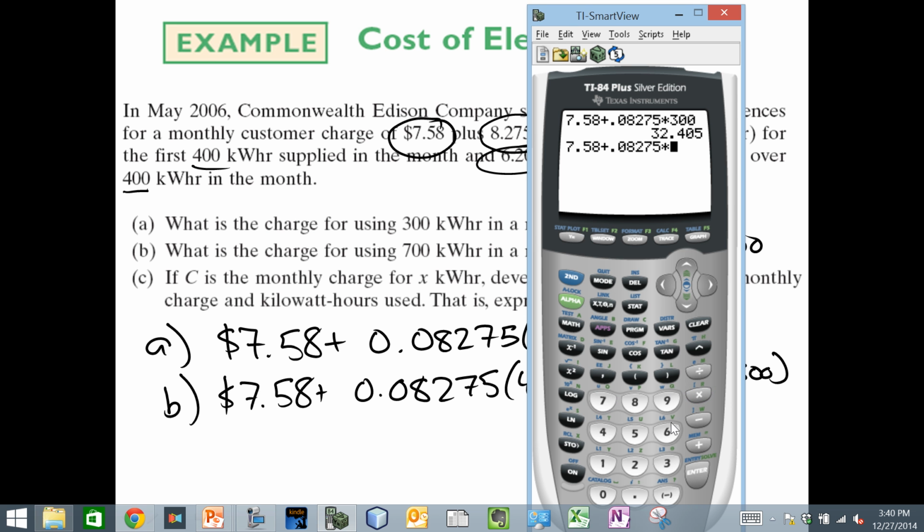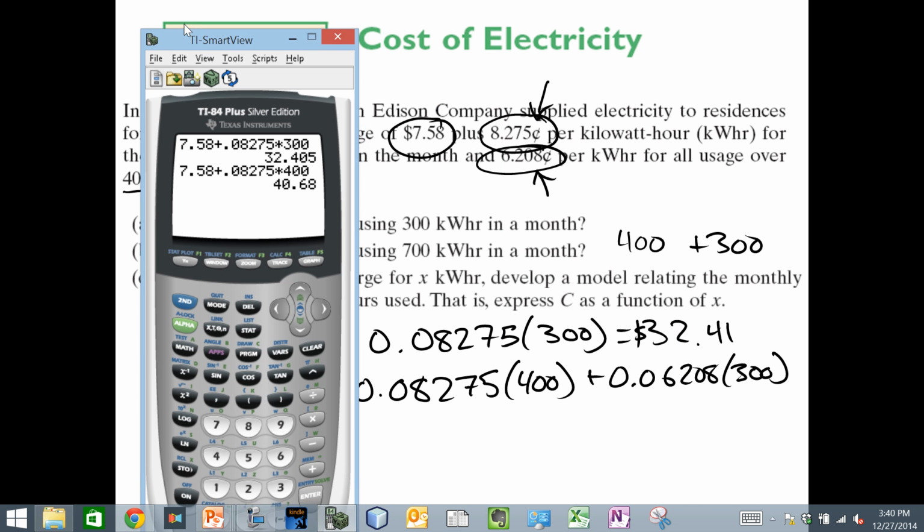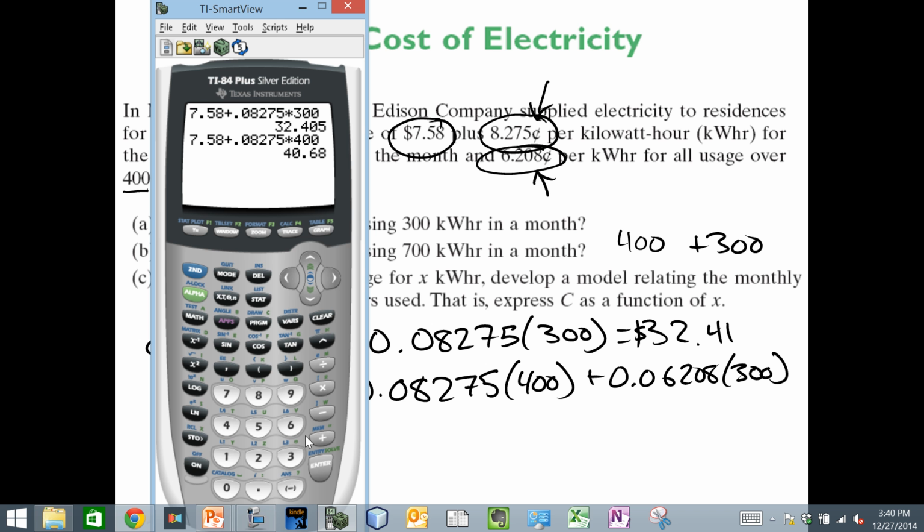So that's the first 400 hours. And I'm going to just hit enter here just to calculate what that is, and then add in the additional 300 hours at the 6-cent rate, 0.06208. All right, so that's 18.624, so we'll add those together, plus the 40.68. And so it's $59.30.